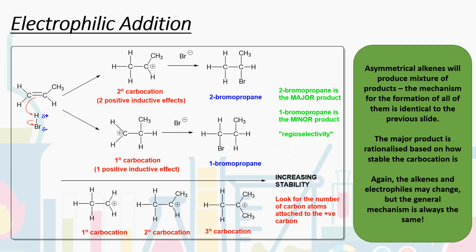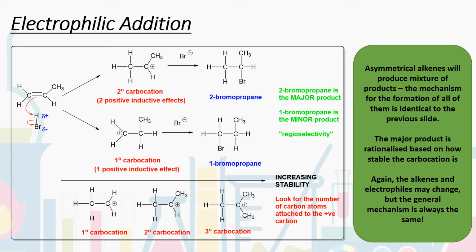Now again, we have to be a bit careful, like we saw with elimination reactions. If we had an asymmetrical molecule, we had to be careful about which side of the C-X bond we did our elimination from, and we ended up with isomeric products. The same is true for an electrophilic addition reaction. If we have an asymmetrical alkene, this will produce a mixture of products. Again, we'll end up with isomers, and again, normally position isomers. So the formation of all of these products that we see here is exactly the same as we saw on the previous slide. The arrow pushing is exactly the same.